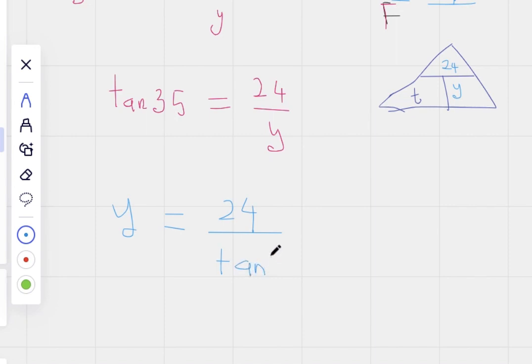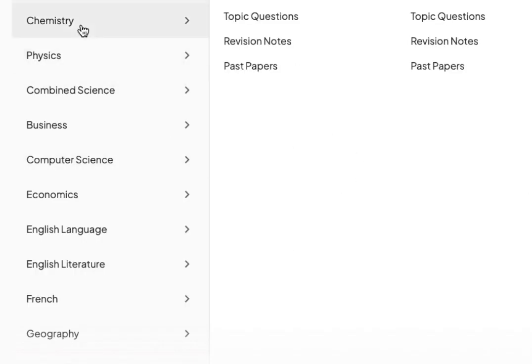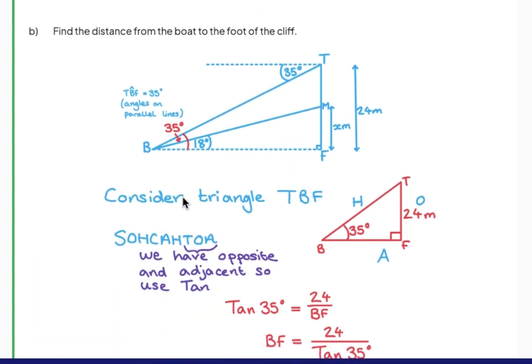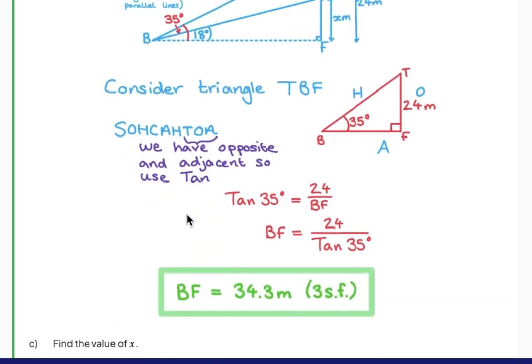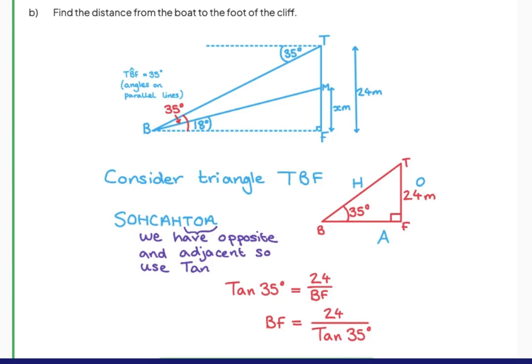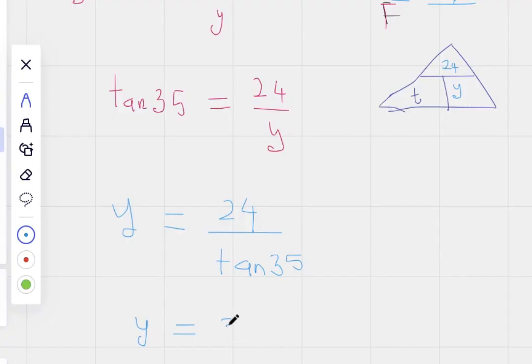In this case, you can key everything into your calculator at once if you know how to use it, or you do the tan 35 at the bottom first before you do your final stage. But however, we can just key everything into our calculator and get the final answer. Is that okay? Okay, so our y will be what? 24 over tan 35, you get 34.3. You get 34.3, to one decimal place.